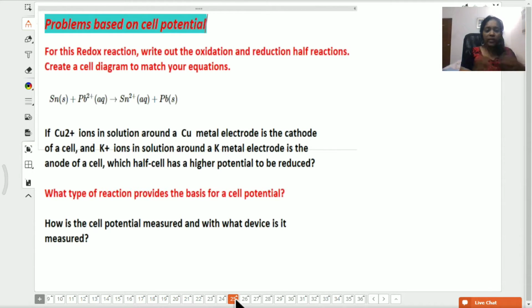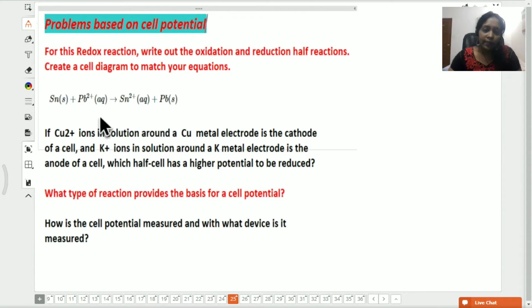Now we'll try to do this problem and then we'll see if there are any questions on any of the topics discussed, because we have a little less than 15 minutes left. Let's try this. These are the things which we're going to try based on everything we have learned. We have learned about the two concepts which were supposed to be very important for you to grasp. So let's see this. For this redox reaction, write out the oxidation and reduction half reactions. Create a cell diagram to match your equation.